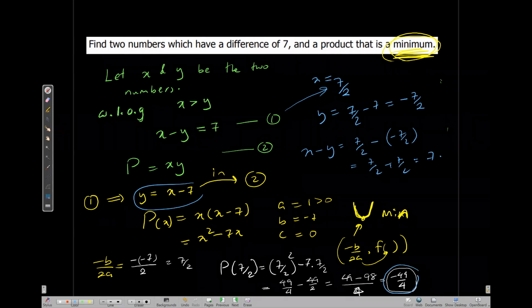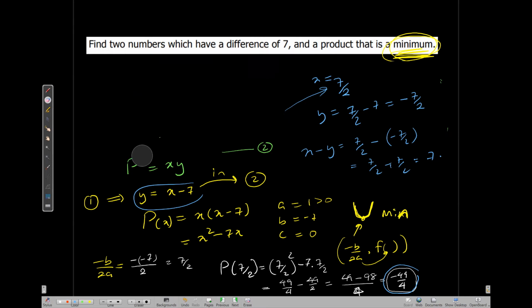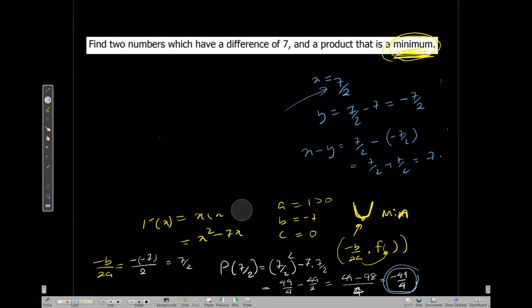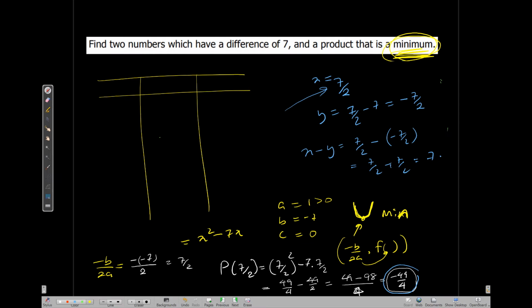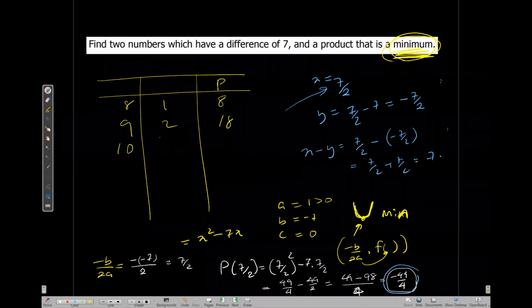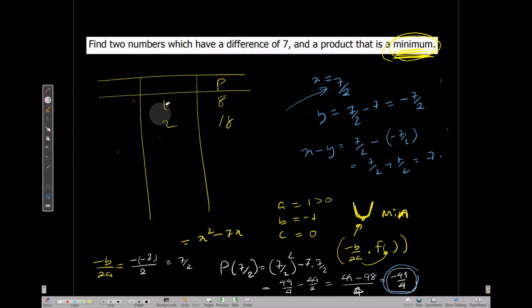Now let's investigate a little bit into this problem. So let me erase these things. Using our intuition, without using a lot of mathematics, exactly like before, let's keep choosing numbers. The number that I chose earlier was 8 and 1. So the product is 8, the difference is 7, then 9 and 2, 18, and 10 and, you know what, let me do it like this.